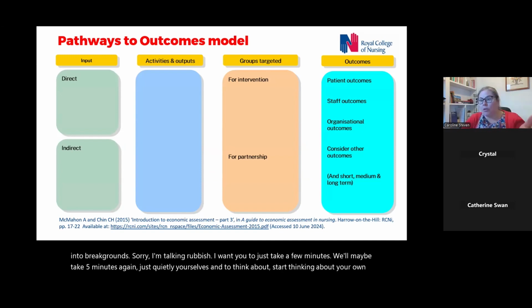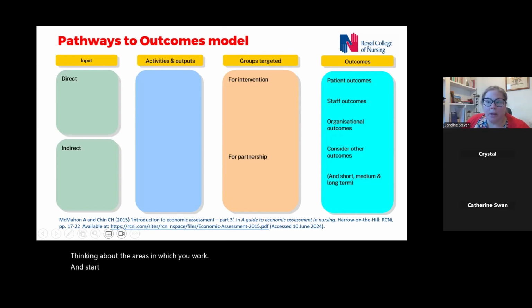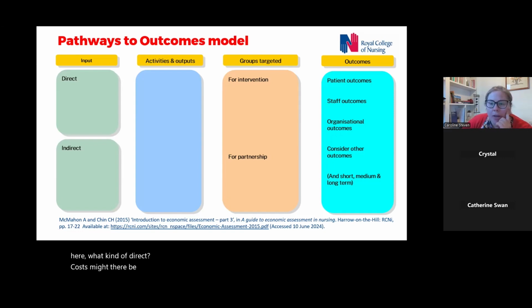Or if you're not doing a project specifically for the academic credits here, think about the areas in which you work, and start to think about whether there is something that you're aware of that could be better. If I was to try and make an improvement here, what kind of direct costs might there be? For example, the inputs, what are some of the activities, the groups? Start thinking about some of your stakeholders.